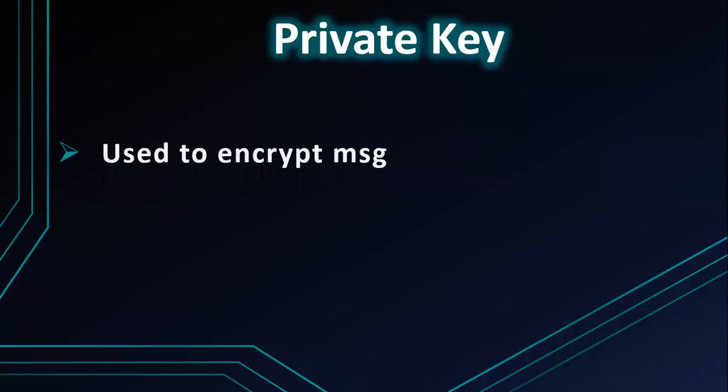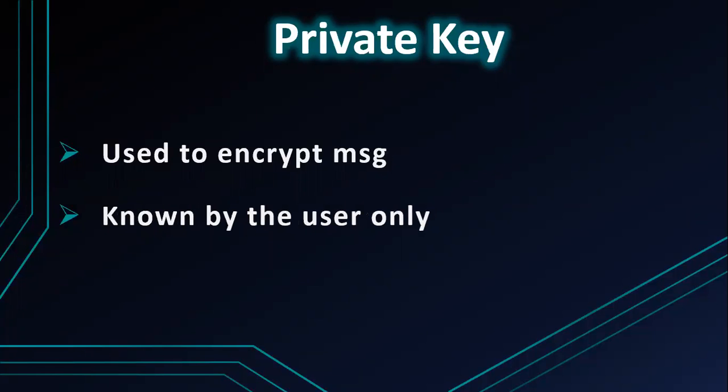What is the purpose of the private key? It is used to encrypt the message. Now I'm talking about the two keys which are being used in asymmetric encryption. The private key or symmetric key is used to encrypt your message. It is known by the user only. It means if I am sending a message to you people, then the private key will be known by me and you people. Only the sender and receiver know the private key.